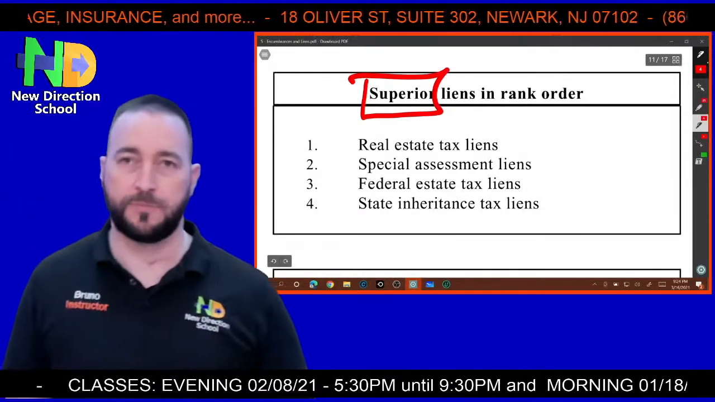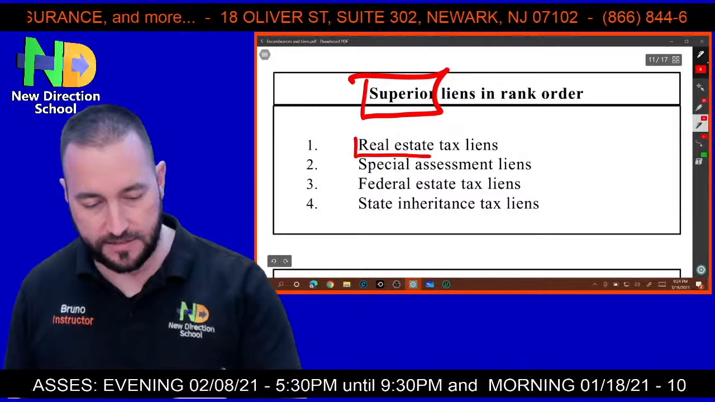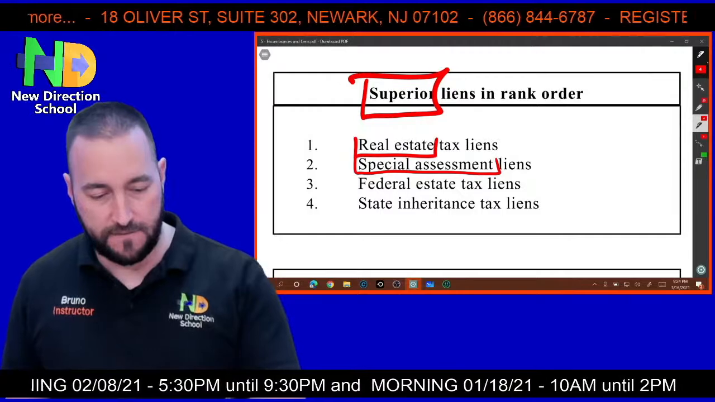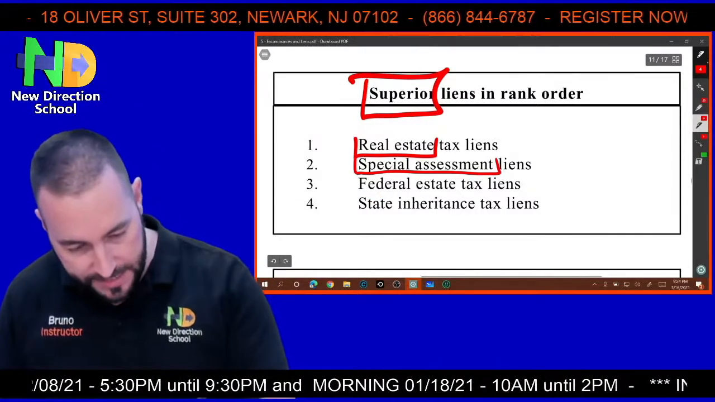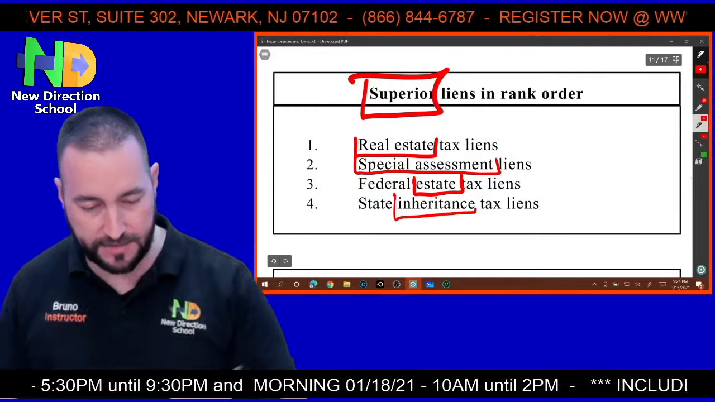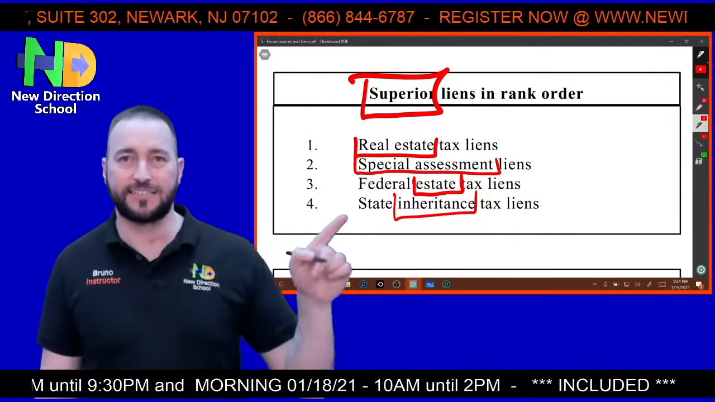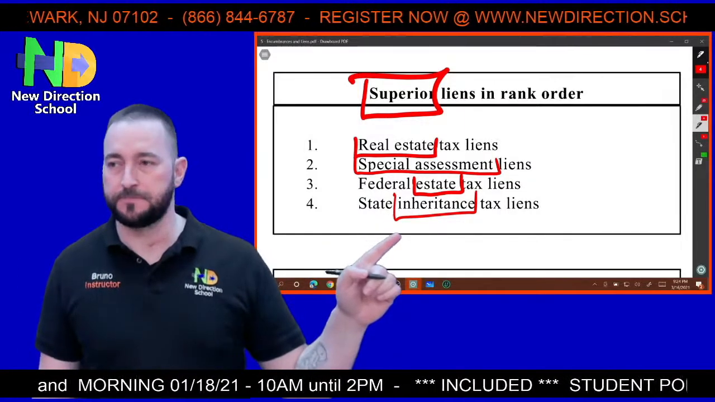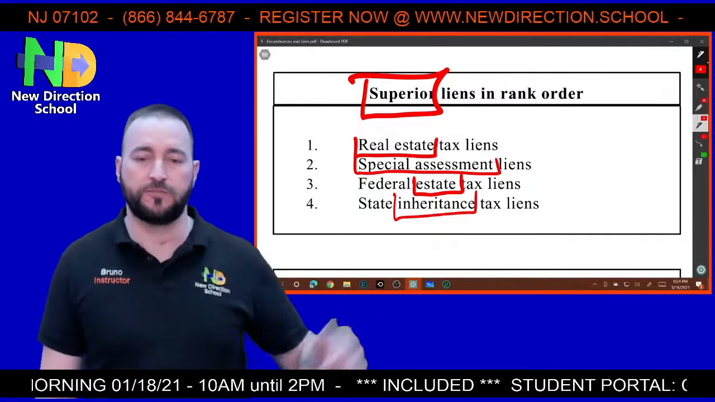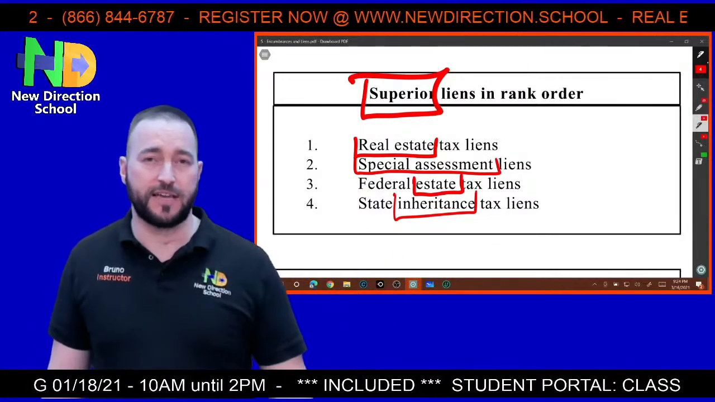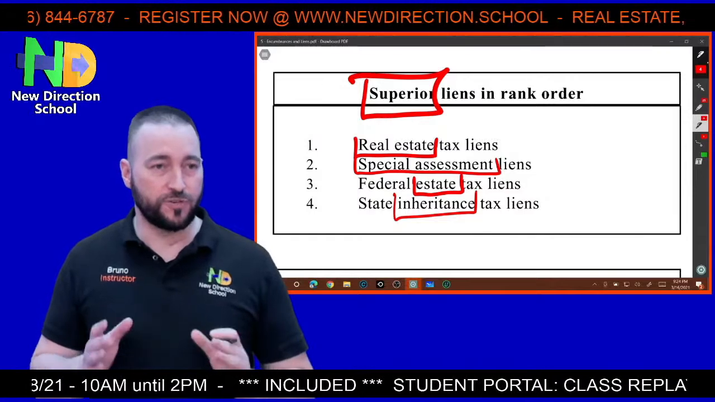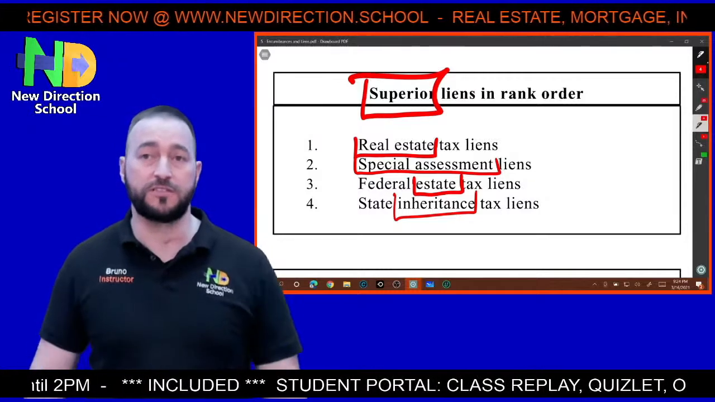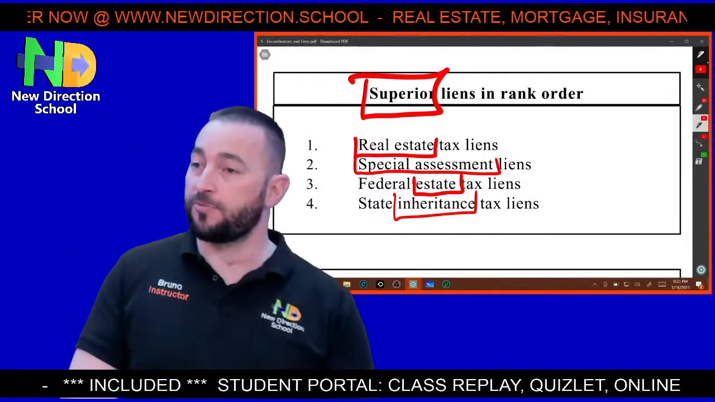Superior liens. Superior liens are real estate taxes, special assessments, which are part of real estate taxes, federal estate taxes, and inheritance taxes. Notice that it does not say IRS. If you get foreclosed, who gets paid first? What you need to remember for the state exam, by the way, they'll never ask you 3 and 4, is that real estate taxes are always first. No matter what, real estate taxes are always first. They have priority over anything else.